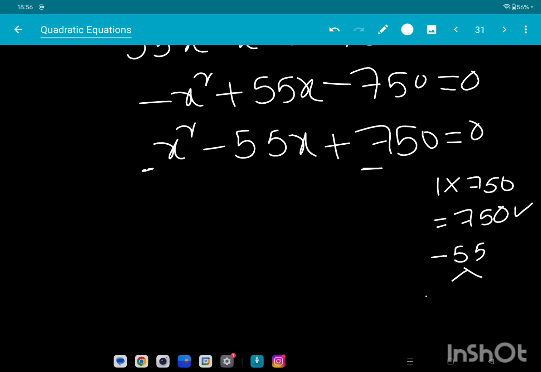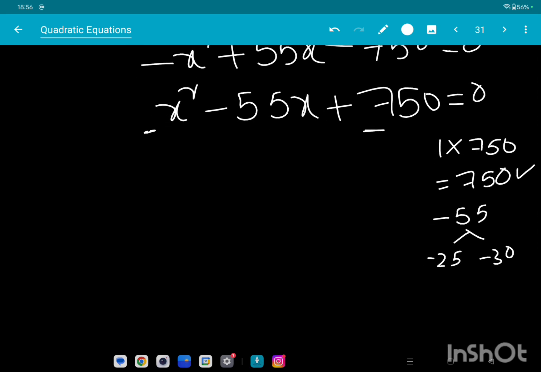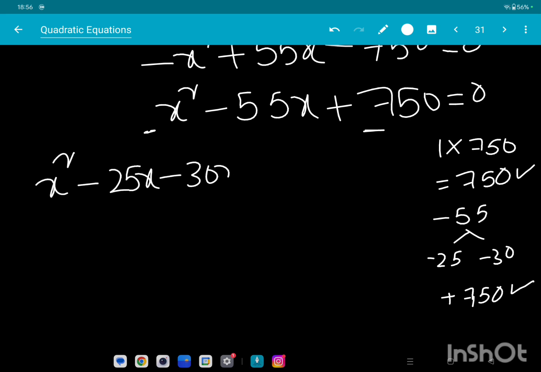Can I write it as minus 25 and minus 30? Is it possible? Yes, I will write it. Minus into minus plus. 25 3s are 75, and here 0 is already there. So here the product is also 750. So I can write it as x square minus 25x minus 30x plus 750 is equal to 0.